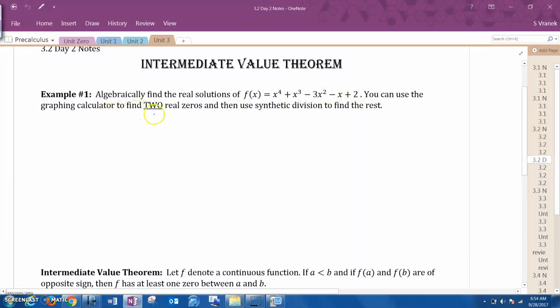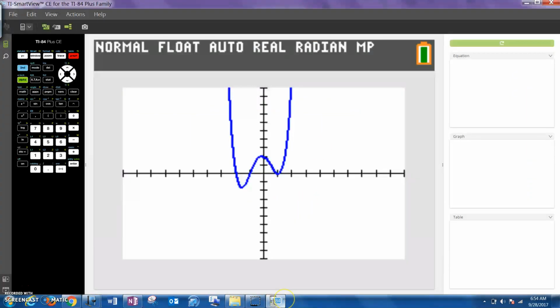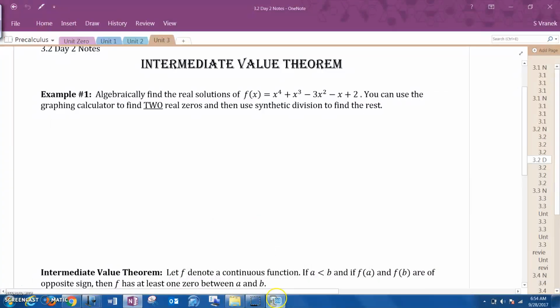Again, we can use our graphing calculator to find two real zeros, and then we can synthetically divide to find the rest. Right here, I already have it typed in, but if you look at your calculator, you see something like this. To me, it looks like two of the real zeros are -2 and -1. So I'm going to use those two. I'm going to say the zeros are -2 and -1.